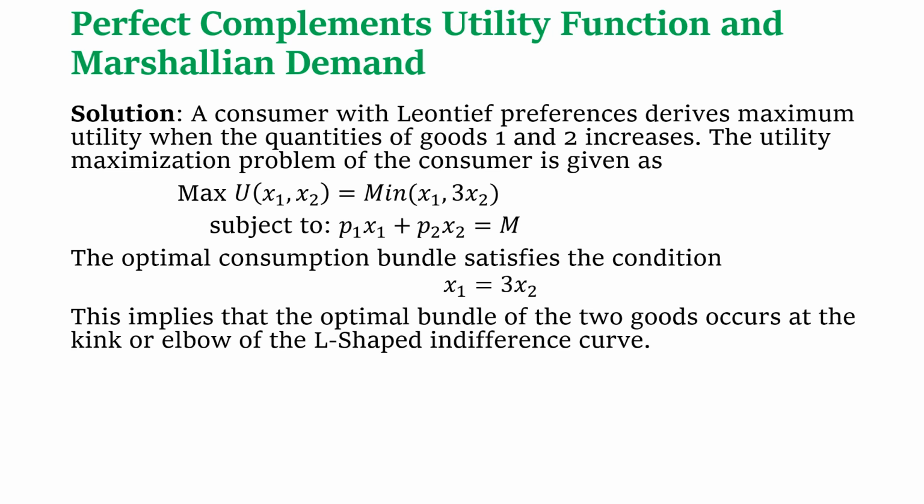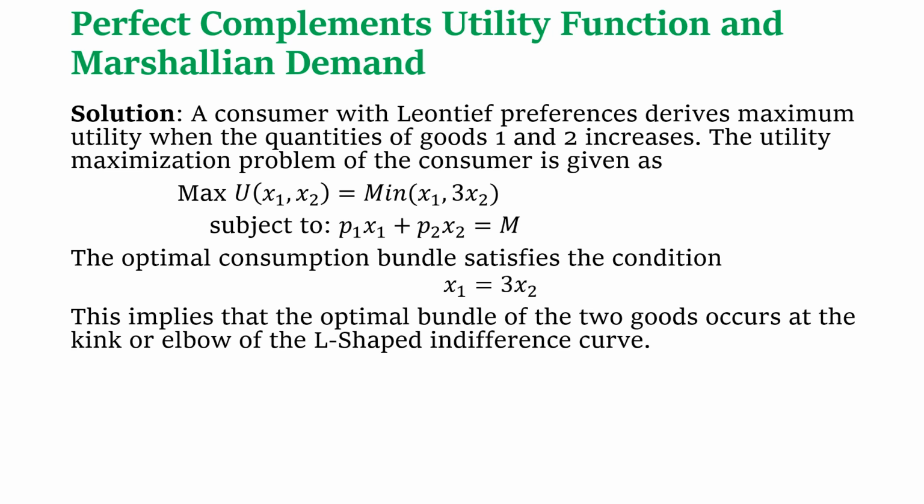So now the utility maximization problem here is what? Maximize utility equals min of x1, 3x2, subject to p1 x1 plus p2 x2 equals M. Now the optimal consumption bundle satisfies the condition x1 equals 3x2, right? So all we need to do is to say x1 here equals 3x2. That's it. That is the condition. So once you know this condition, you then plug this one into the budget constraint.